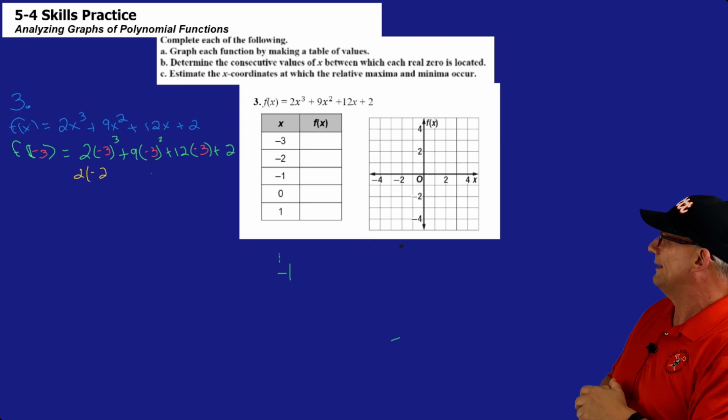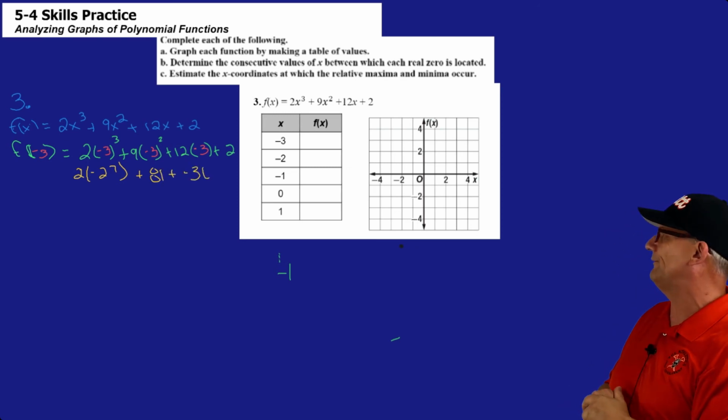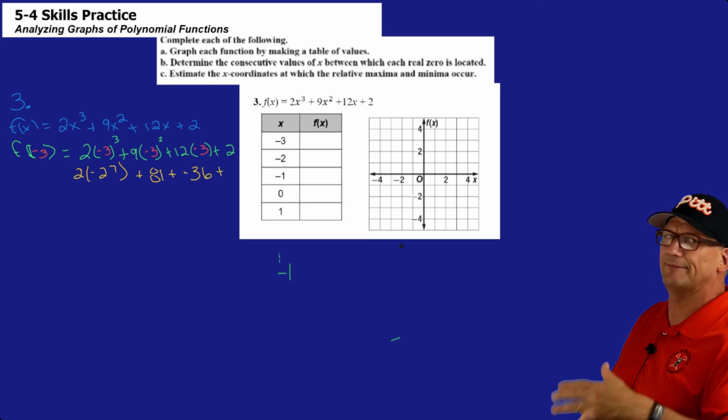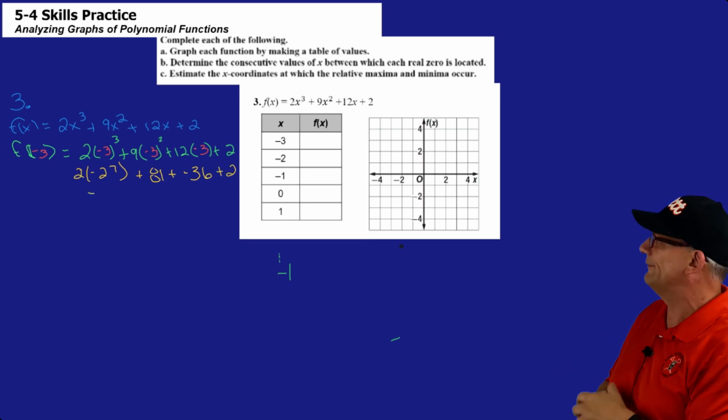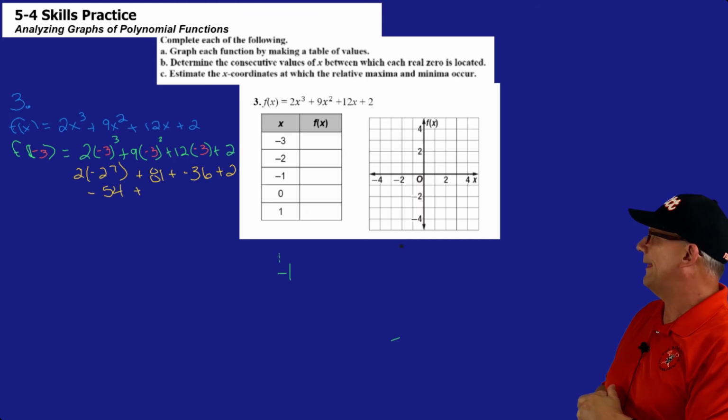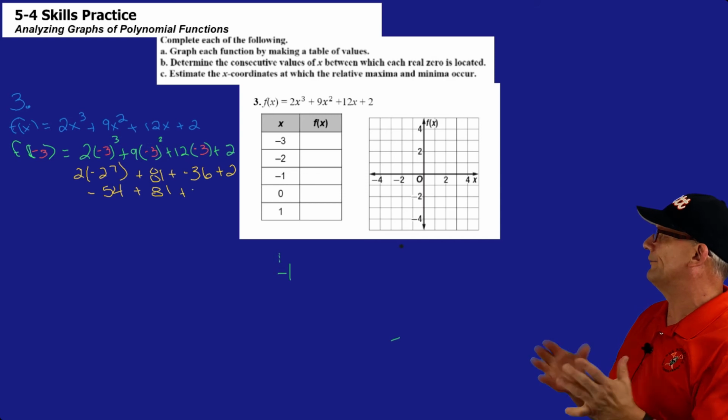Moving on. So, -3 cubed is -27. Times 2 is -54. -3 squared, that's 81. So what's 81 minus 54? You tell me. 27, see? Plus -36 plus 2. And in the end, what are we gonna get?